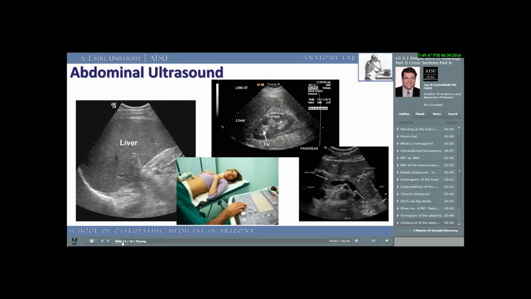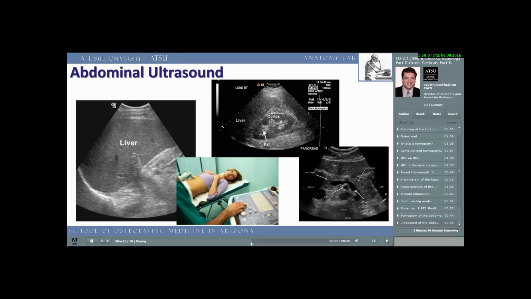Here again on cross-section is an abdominal ultrasound of the liver. Multiple images will be obtained, all in cross-section, as defined by the cross-sectional beam of the transducer of an ultrasound machine to help us look into the body. Cross-sectional images from a CT scan, an MR scanner, or an ultrasound.